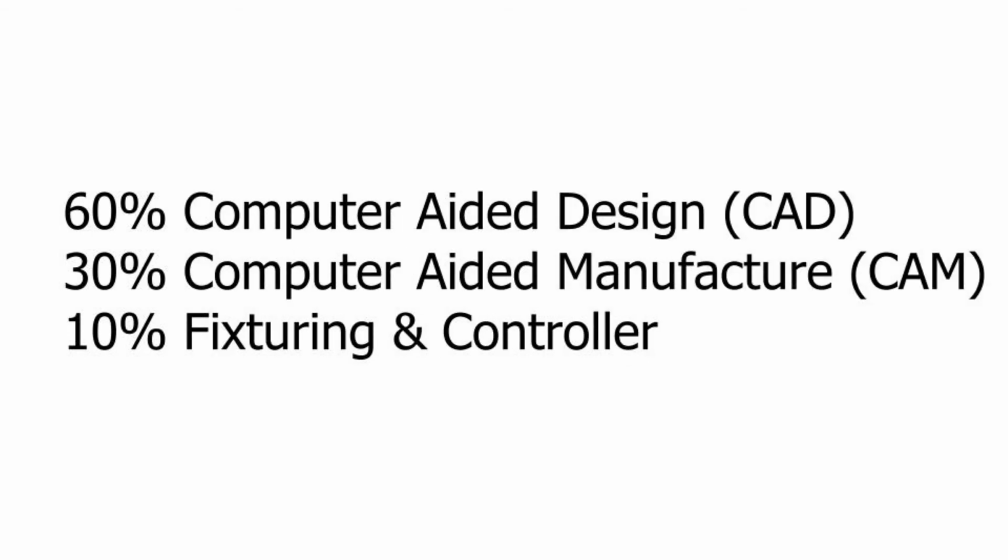Shown a different way, for most projects, about 60% of your time is going to be spent in computer-aided design tools, like Inkscape, Fusion 360, etc., actually drawing your picture. 30% of your time is going to be spent creating the tool paths or doing computer-aided manufacturing. And then only about 10% of your time is going to be set up and fixturing, which involves securing your material down to the CNC work surface and actually using the controller software to run the G-code that came out of your other software programs.